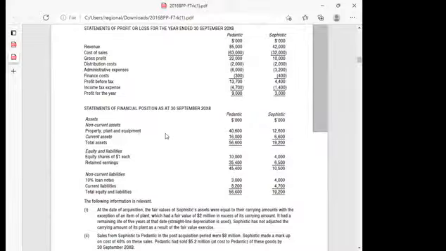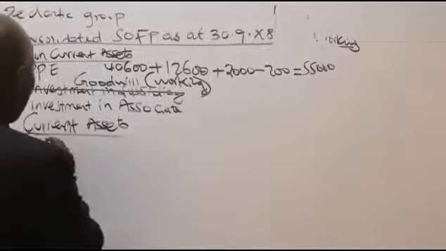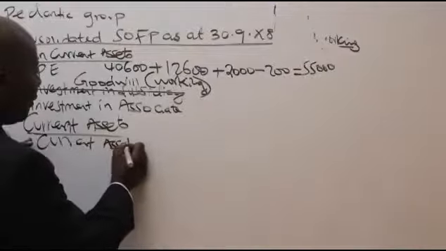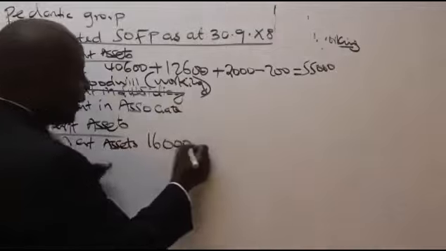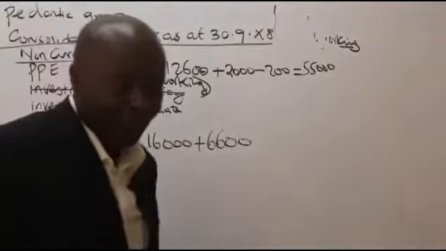This guy has done something very nice. Our current assets, I can see 16,000 and 6,600. I'll simply combine them, simply put them together. So we have 16,000 plus 6,600, like that.